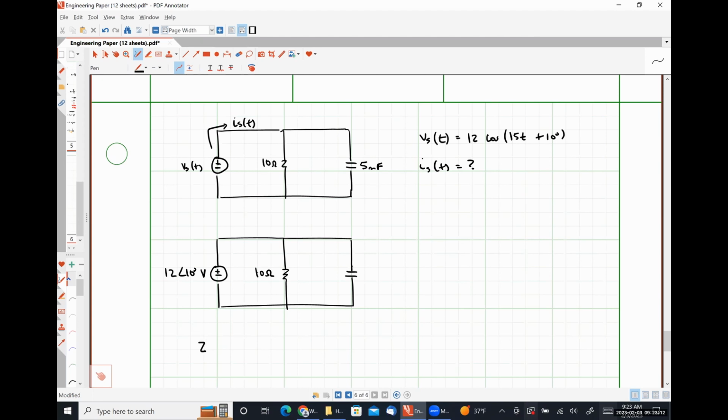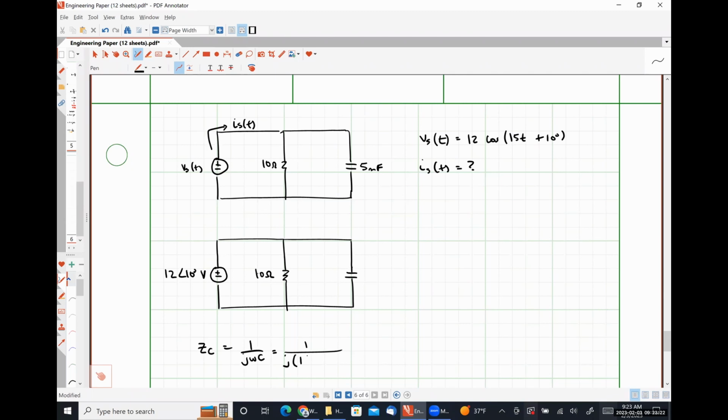So recall, the impedance of a capacitor is 1 over j omega C. So that's going to look like 1 over j times 15 times 5 times 10 to the minus 3. So negative j 40/3 of an ohm.